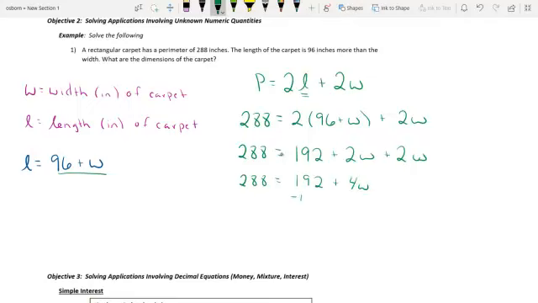So now I'll subtract 192 from both sides. And that gives me 96 is equal to 4W. I'll divide both sides by 4. And that gives me W is equal to 24 inches.